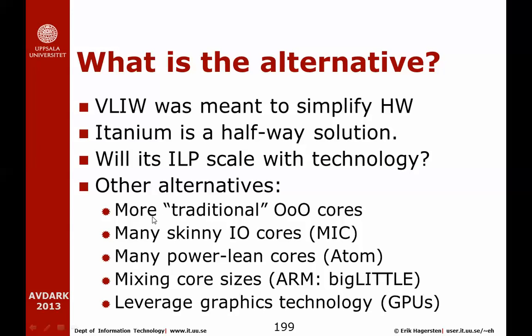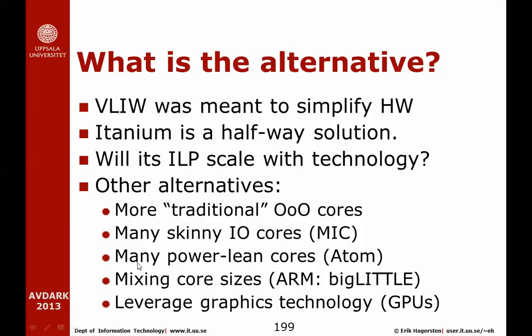Why not use just traditional out of order cores? You can put at least 8 of them on a chip today with the same number of transistors as you used here. Or why not use many skinny in order cores like they did in the MIC? You can fit 60 of them on a die.